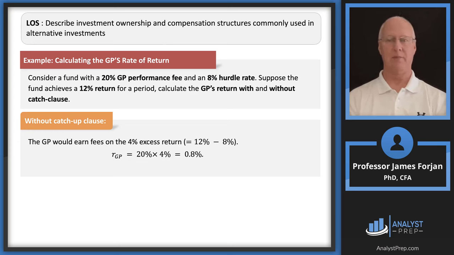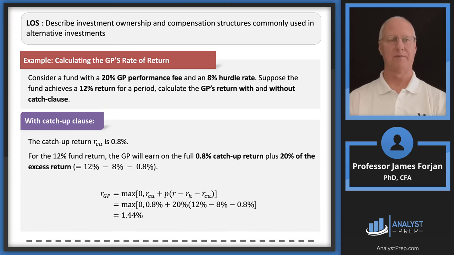20% performance fee, 8% hurdle rate. Suppose the fund receives a 12% return for the period. Let's do this return with and without the catch-up. So what do we get? We earn 12. There's the hurdle rate of 8. So 12 minus 8, that's 4. So 20% of 4 gives me 0.8. There's my fees. Suppose then there's this catch-up clause. Suppose it's 0.8%. So let's go ahead and just do the math down at the bottom. And there you get 1.44%.